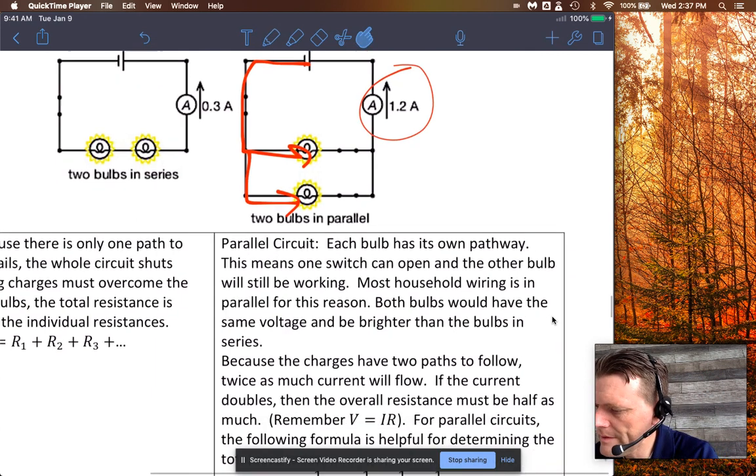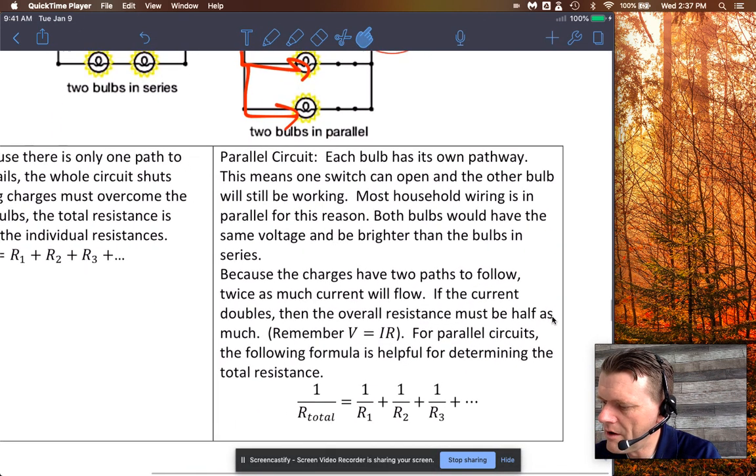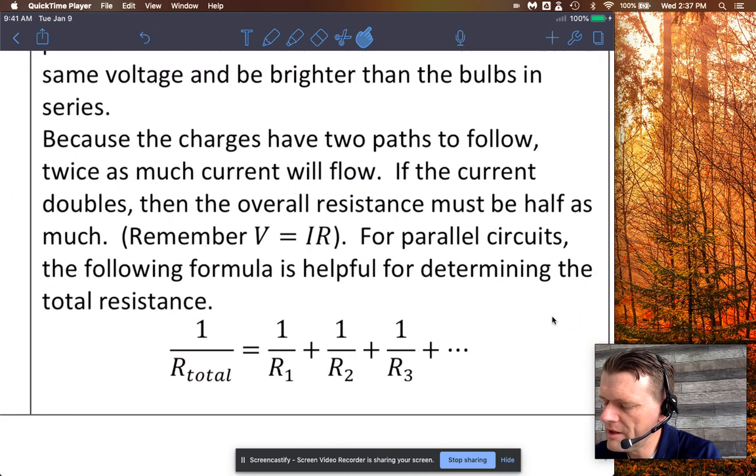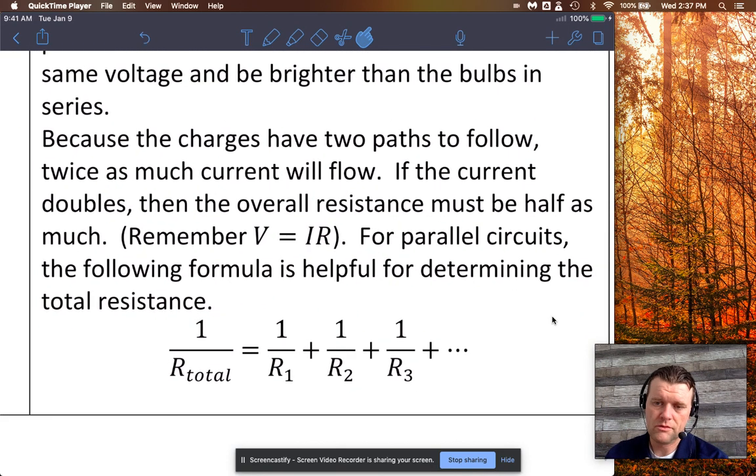Anyway, what you need to know is the formula, and this one's in your data booklet. So if you don't remember it, it'll be there. You have to do reciprocals. So they're a little tricky, but they're not that bad really. 1 over the resistance total will equal 1 over the resistance in the first one plus 1 over the resistance in the second one, and so on, however many you've got.